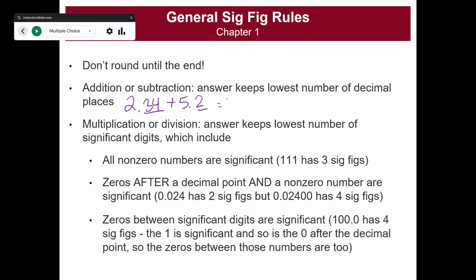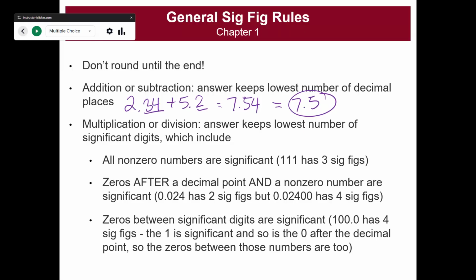So in your calculator, you would get 7.54. But that 4 doesn't count. So we would have to round. If it's a 4, do you round up or down? Down. So this would actually be 7.5 because it's based on our lowest number of decimal places. So with sig figs, you get rid of the 4. You round down. If it was 5 or higher, 5 through 9, you round up.